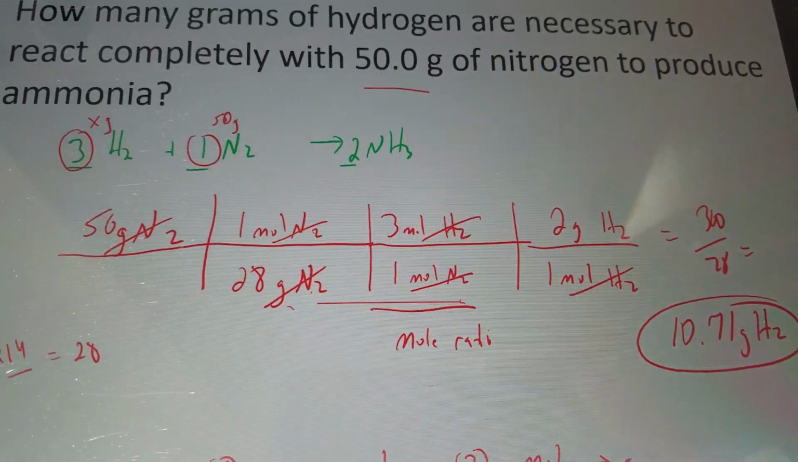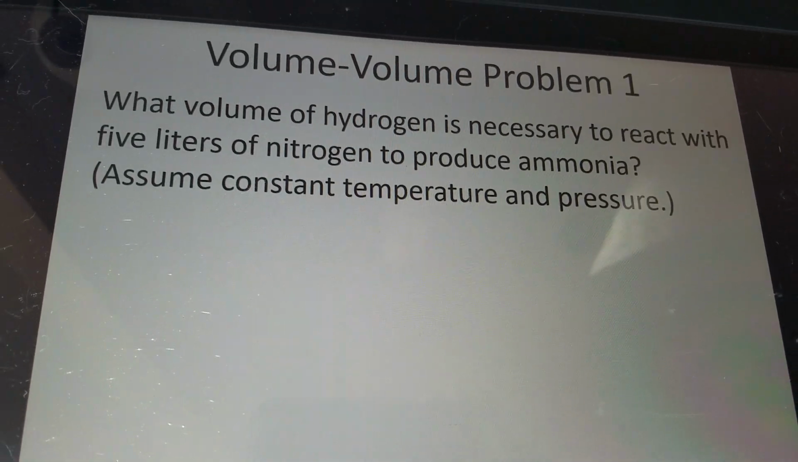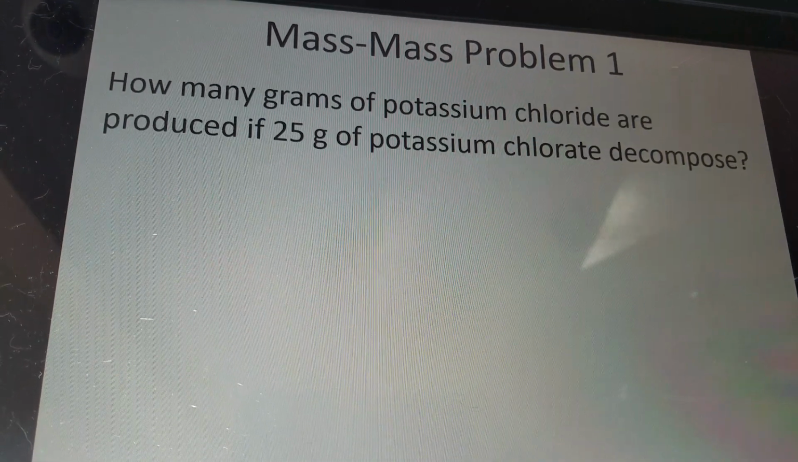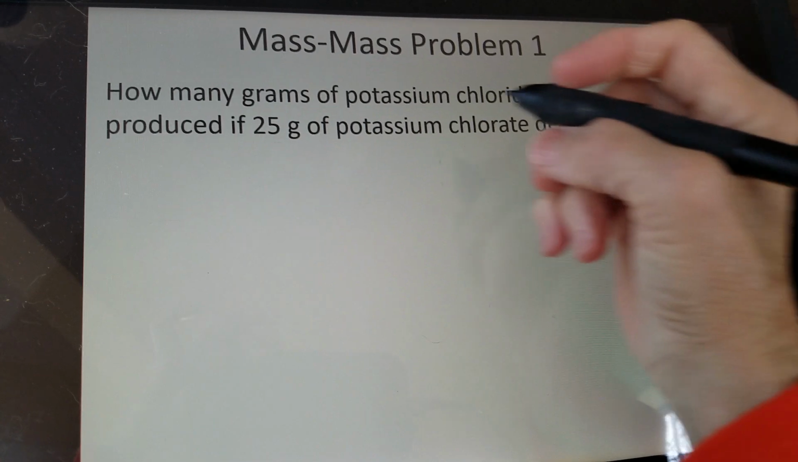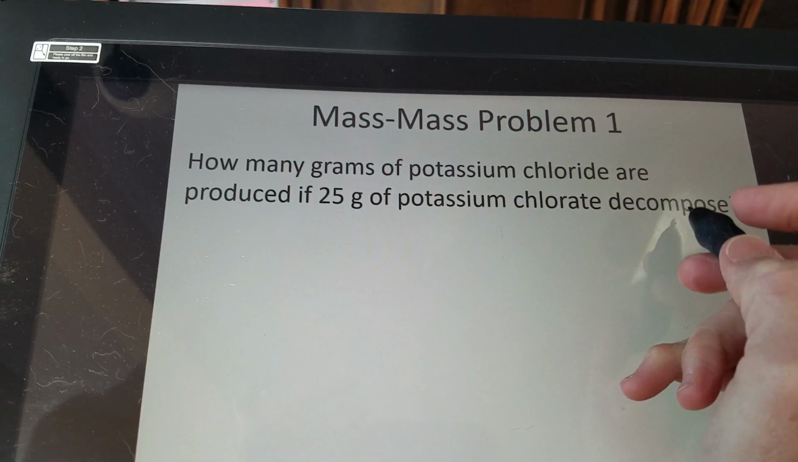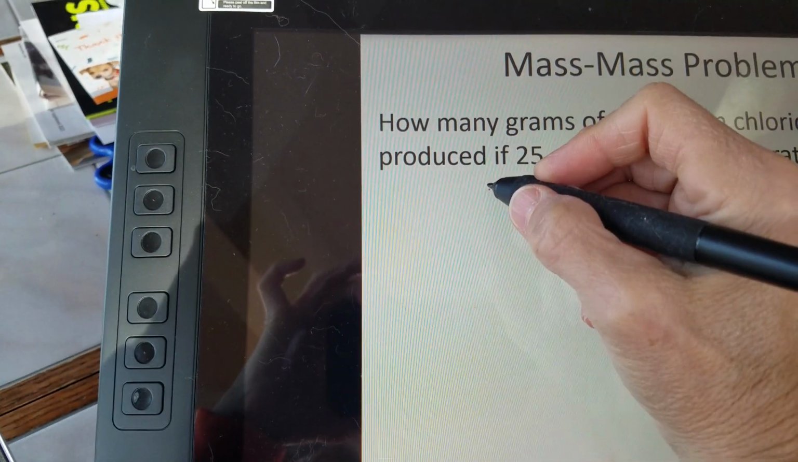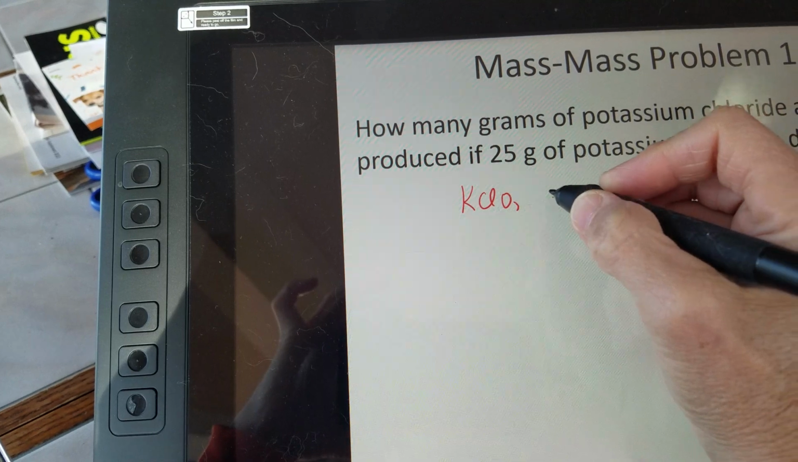So let's look at another mass problem. This is a mass volume, let's see. Okay, let's look at this problem. It says, how many grams of potassium chloride are produced in 25 grams of potassium chlorate when it decomposes? Now this is one of those that's a decomposition reaction, so you might need a little help on what happens.